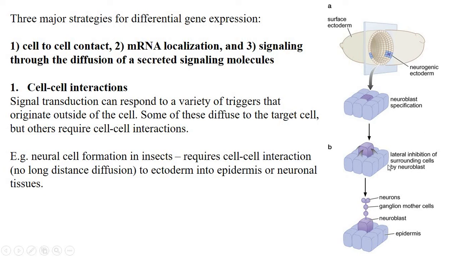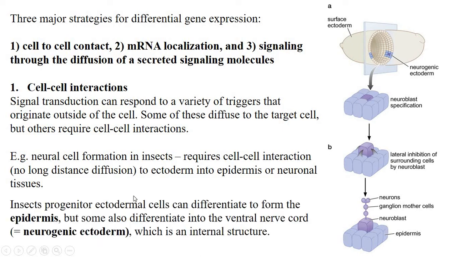Here is the lateral inhibition of surrounding cells. If this cell is destined to be a neural cell, it will inhibit all the cells around it from becoming neural cells. Once this cell starts becoming a neural cell, all the others will stay as ectodermal cells or epidermis. Here the neuroblast, ganglion mother cells, and neurons are formed, and the rest of the cells stay as epidermis cells. So it's an insect progenitor ectodermal cell. They can differentiate to form the epidermis, or they can differentiate to form the ventral nerve cord or neurogenic ectoderm, which is an internal structure here.